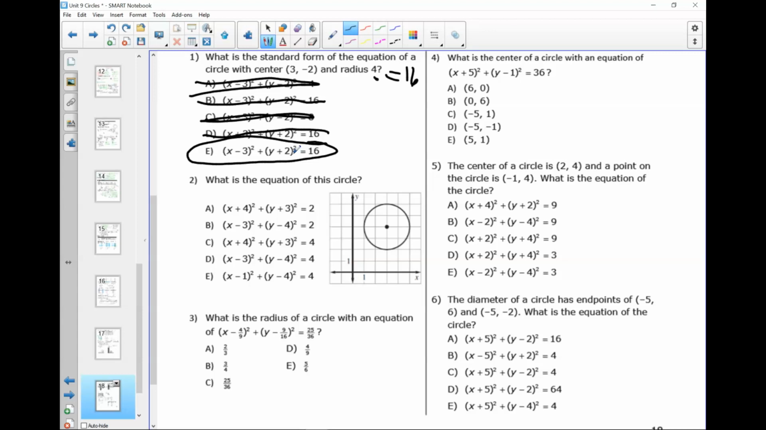Number 2, what is the equation of the circle? Well, let's see what the radius is 2. So that means we have to have something that equals 4. Cross off those 2. The ordered pair is 1, 2, 3. So that has to be 3. 1, 2, 3, 4. So minus 3 minus 4.